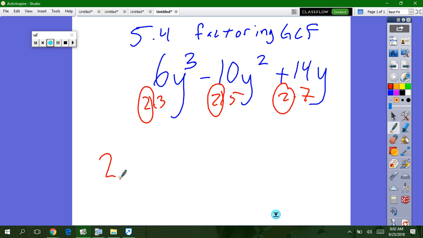Okay, what's y cubed? Y times y times y, isn't it? Y squared and a y. What do they all share? They share a y, don't they? So overall, they share, as Tyler just, I believe, said, 2y. Correct? So with that being the case, that's the greatest common factor. That's what they have in common.